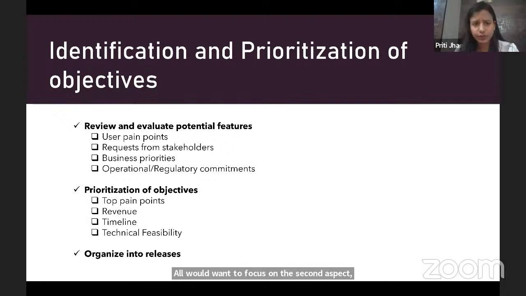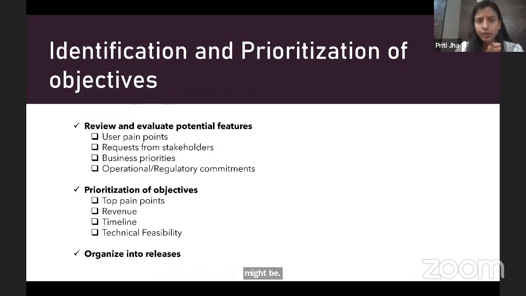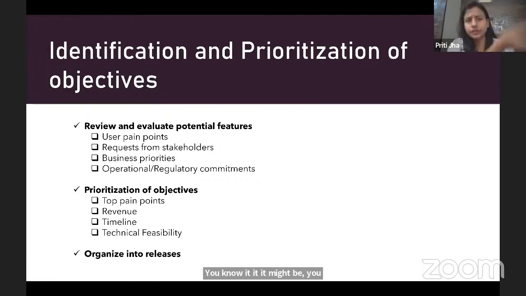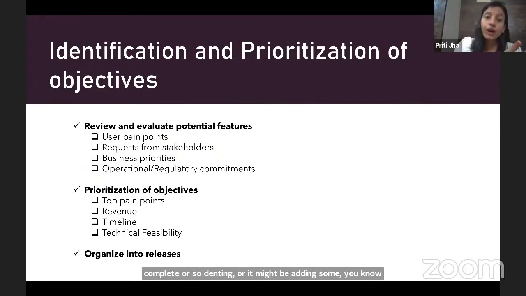The second aspect, which might or might not be there, and I say that because, is the revenue part. Not all features earn you revenue directly. Some features might be earning you revenue indirectly. Some features may not earn you revenue at all. But you would still want to focus on those features, because in a way, those features make your platform or your product a complete product. It might be helping the user complete a certain thing, or it might be adding some wow factor to your product as such.